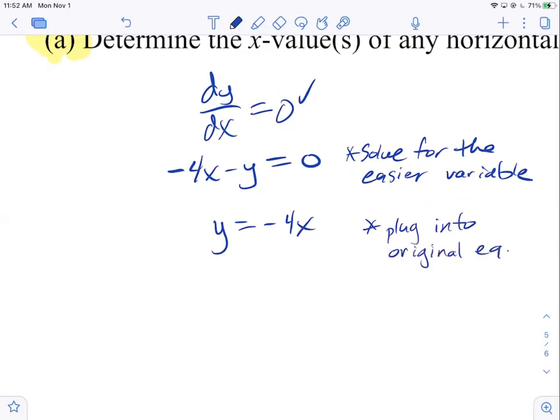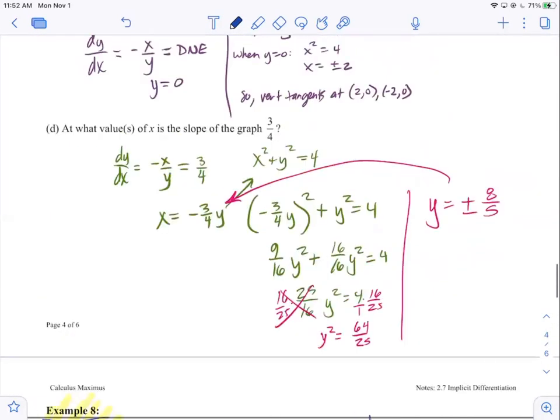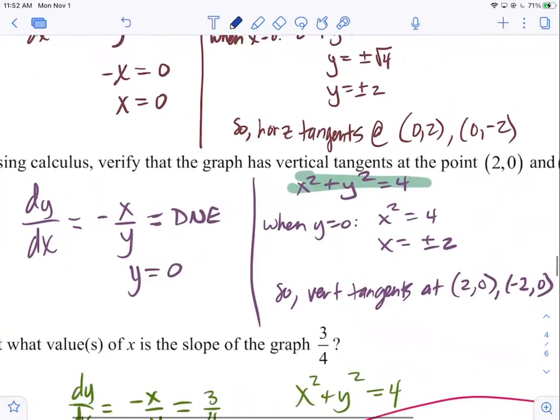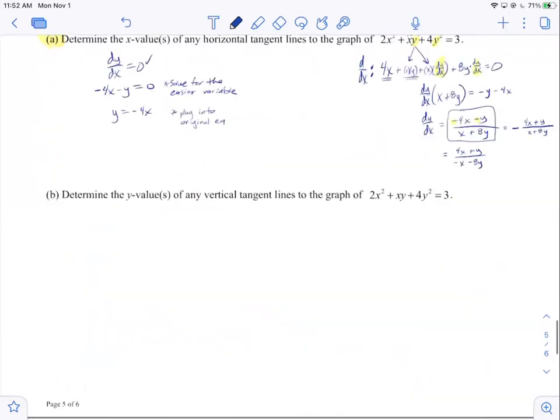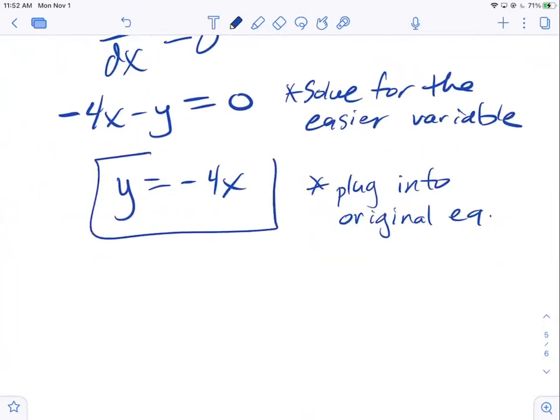At this point, if we had y equals a number, we would be done. And just to review what we did at the end of last week, we actually did that. We had a number and we were able to plug it in. But in this case, we have a variable. So I got y equals negative 4x.